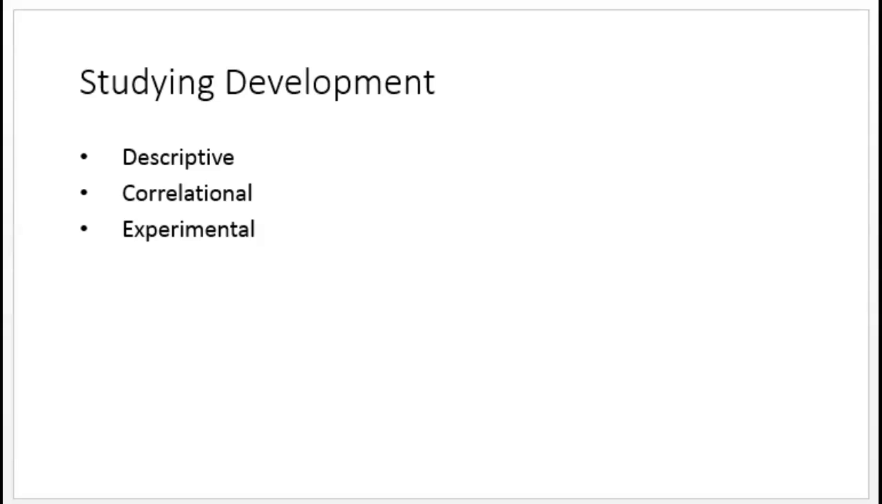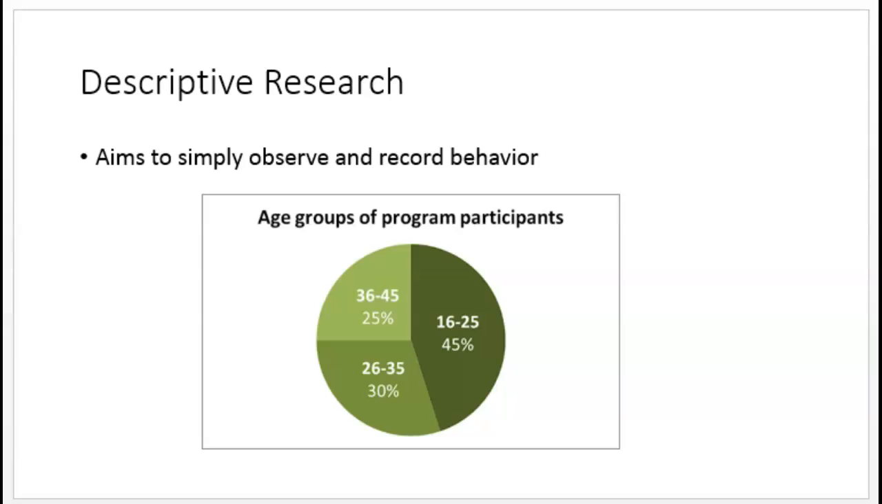When it comes to the design of the study, so the research methods, there are three basic types: descriptive, correlational, and experimental. Descriptive research is called that because all you're doing is describing what you see or what's going on. You're just observing and recording behavior. There's no attempt to explain why you're seeing what you're seeing or predict anything. You're just saying what you see.